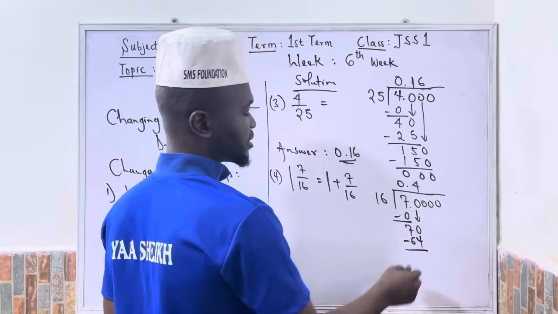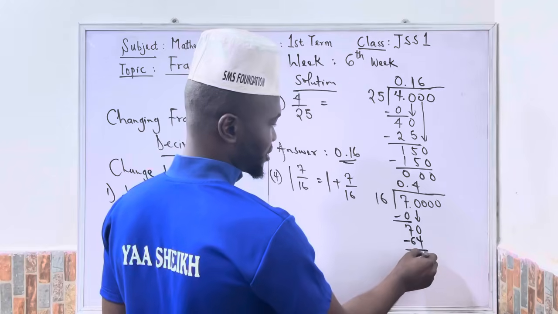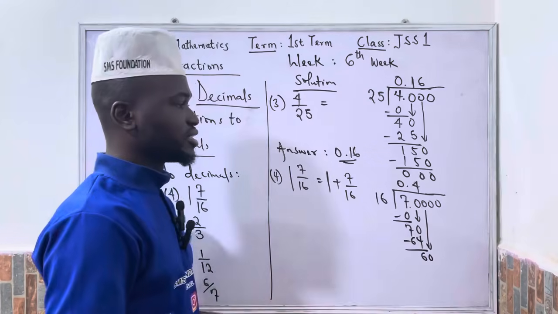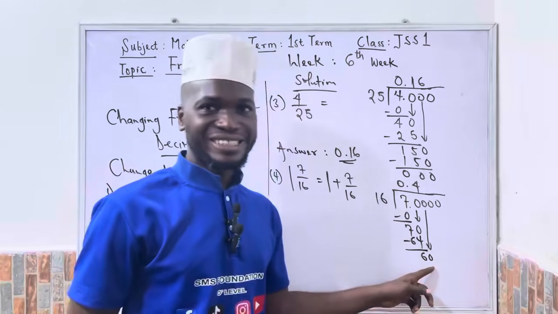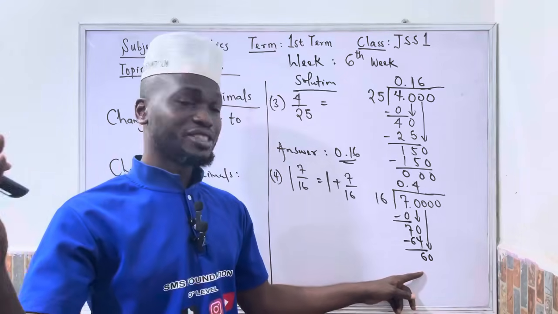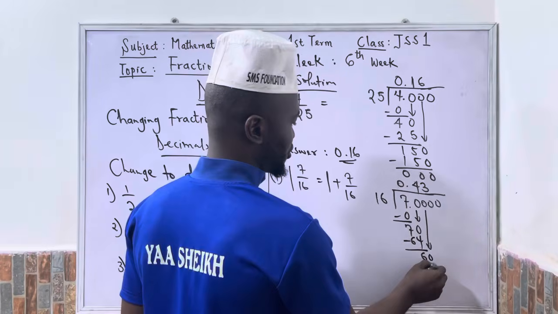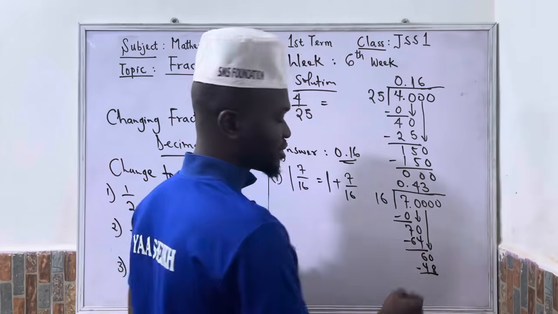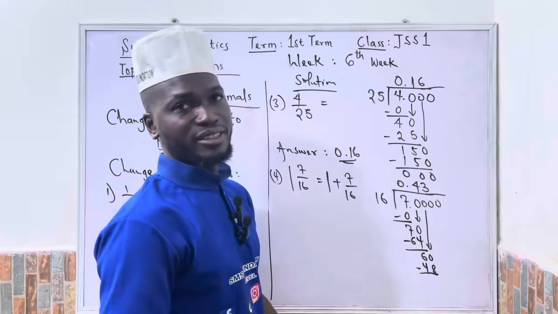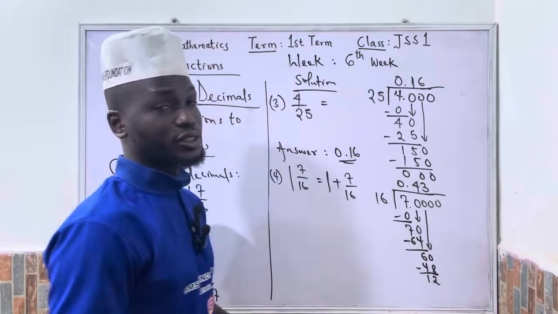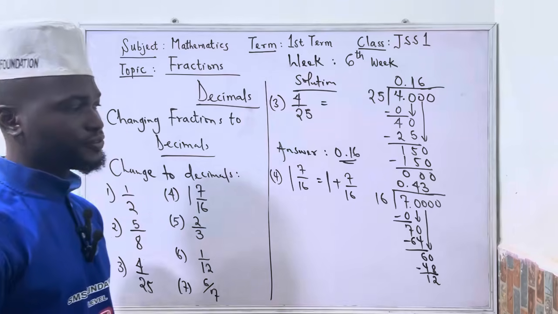So let us subtract. 70 minus 64, that will give me 6. Bring down the next 0, making 60. How many 16 is 60? That will just go like 3 times. 16 times 3, that will be 48. So let's subtract. 60 minus 48. Is that not 12? Yes, that will be 12.